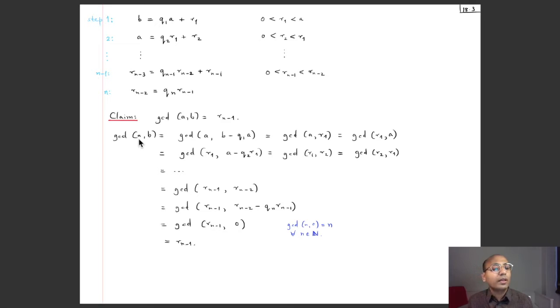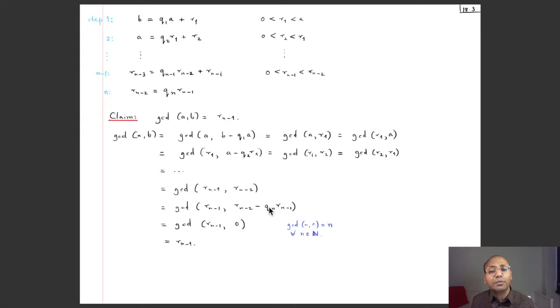Okay, so we started with the A and B, and then we found an updated A and B, namely this R1 and A, and at the next step we have an updated A and B, namely this R2 and R1. And if we continue in this process, each time assuming that we are in case 2, then we end up at some stage with the GCD of R(n-1) and R(n-2). Now what we will do is we will divide this R(n-2) by R(n-1), and then we get the remainder 0.